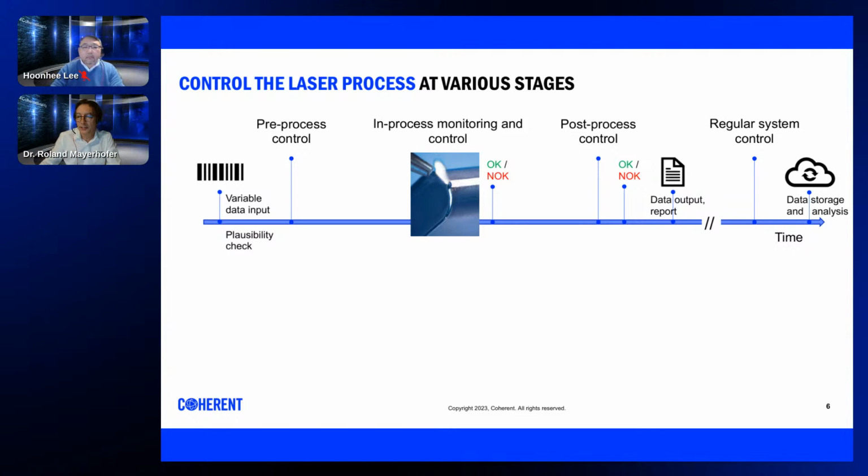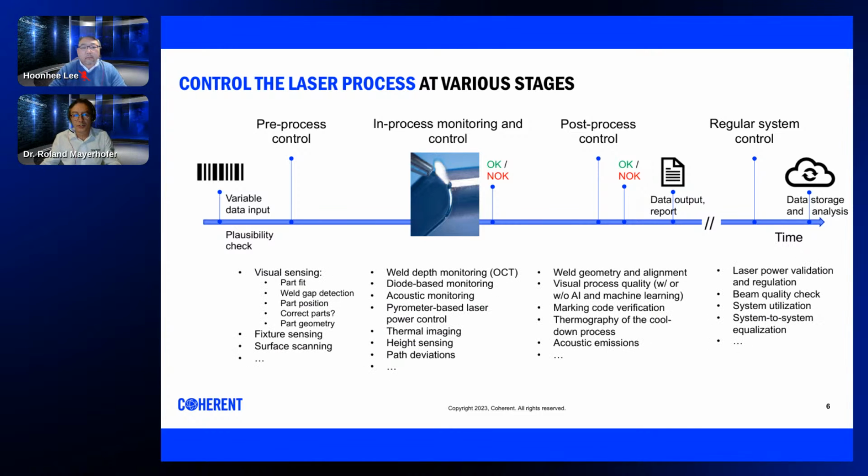And this is really just a general view onto this. So as I said, for the pre-process control on the left-hand side, after the variable data input, possibility check, the part is loaded. Typically, vision systems are coming into play in order to have a look at the part. Is it the right part? Are they loaded correctly? Are they right in the right position, or is something wrong with that? Of course, there's also sometimes fixture sensing. If the clamping is necessary, surface scanning can be applied in that stage of the process.